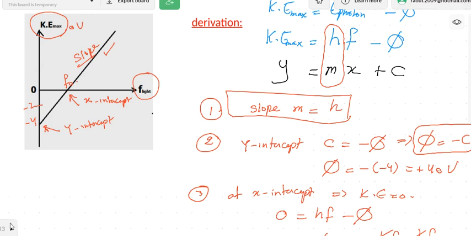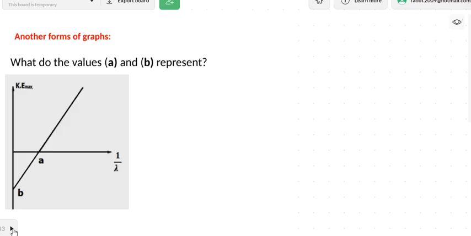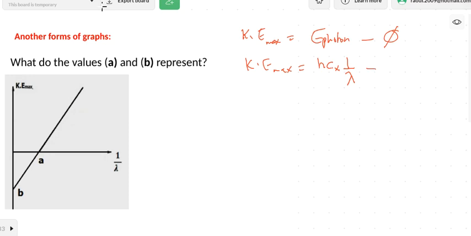We have other types of graphs too. If instead of frequency, they write the reciprocal of the wavelength, as you see in front of you. Look at this question: what do the values A and B represent? Same idea, I need to do the same derivation to study this graph. Follow me, please. Again, we start with Einstein's equation: maximum kinetic energy is equal to E photon minus the work function. Instead of E photon, I write hc over lambda, but let's keep it as 1 over lambda. So hc over lambda, or hc times 1 over lambda, it's the same, minus the work function.